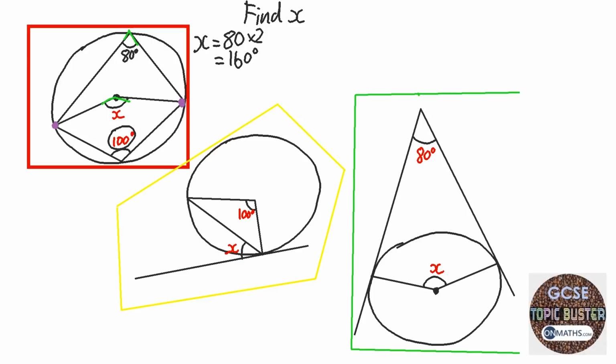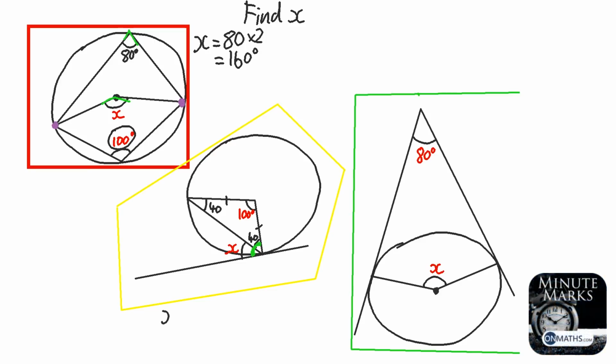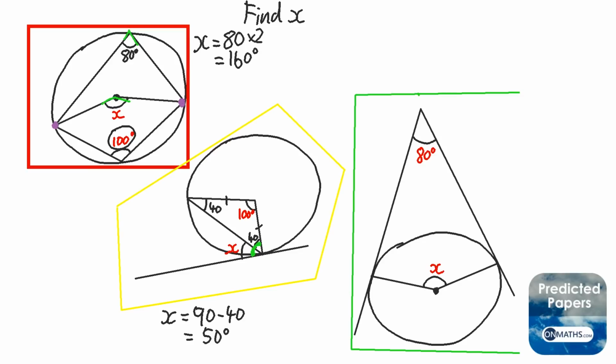Okay, on to the yellow one. Yellow one, we're using not a circle theorem, but the fact that this is an isosceles because there's two radii. Therefore, if the top one's 100, these two here are both going to be 180 take away 100, and then half of that because they're equal. So they're both going to be 40. We also know that the complete green angle that I've put on is 90 degrees because the angle between a radius and a tangent is 90 degrees. So to work out x, it's going to be 90 degrees, which is the total angle, take away the bit we don't want, so take away the 40, so that's going to be 50 degrees.